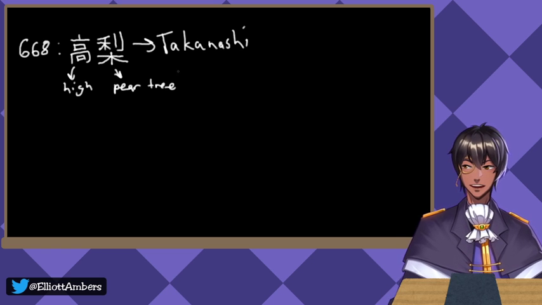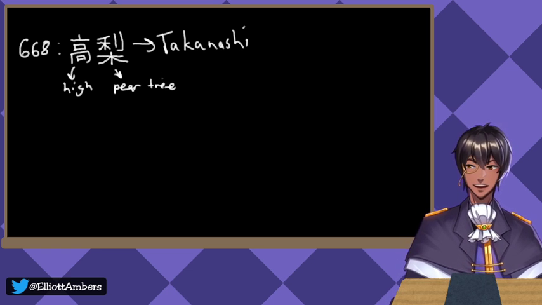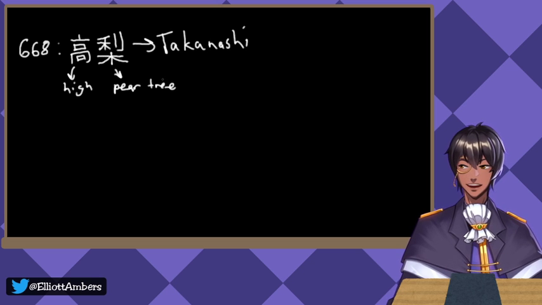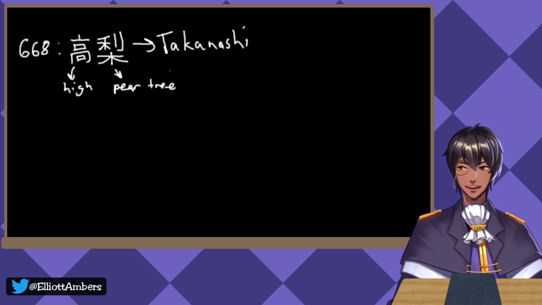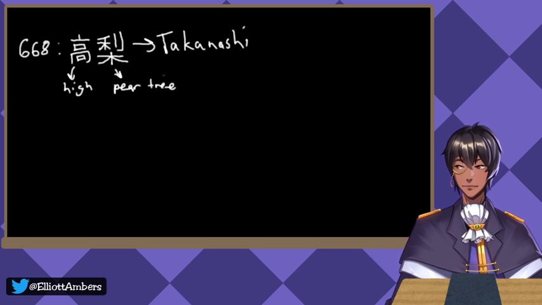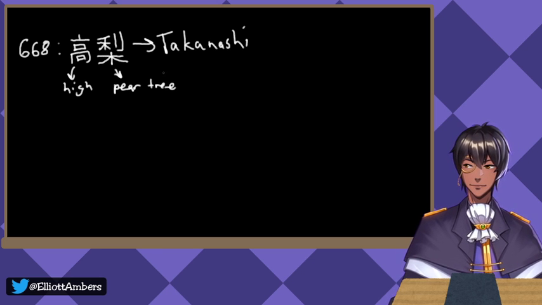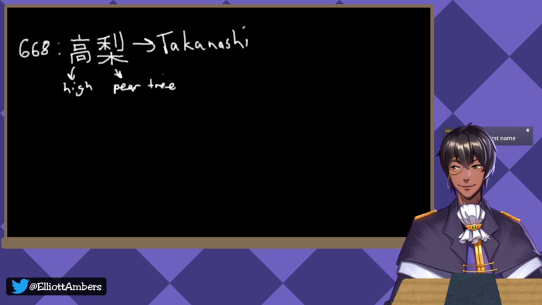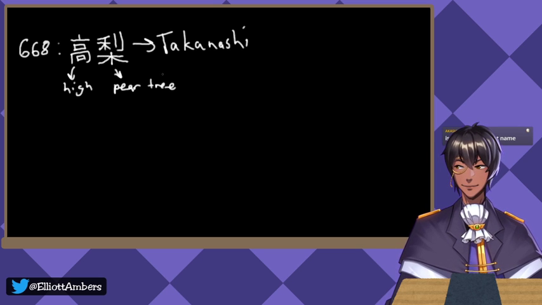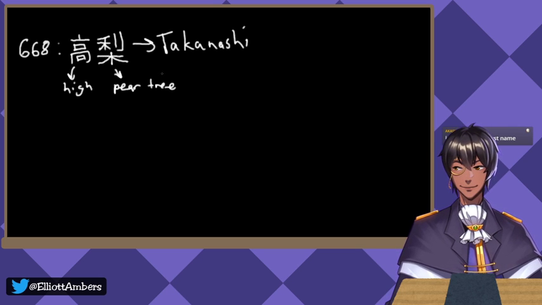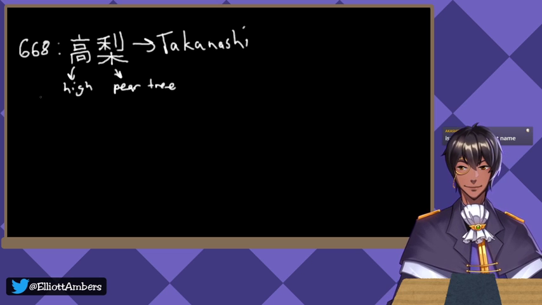Takanashi. So 668. This is the 668th most popular name in Japan. I think the number was 20,000 people who had this last name. Maybe more, maybe less. I could be wrong, I don't have the page open right now. So, this is the name Takanashi. Yes, I think that is Kiara's surname, or what's supposed to be her surname.